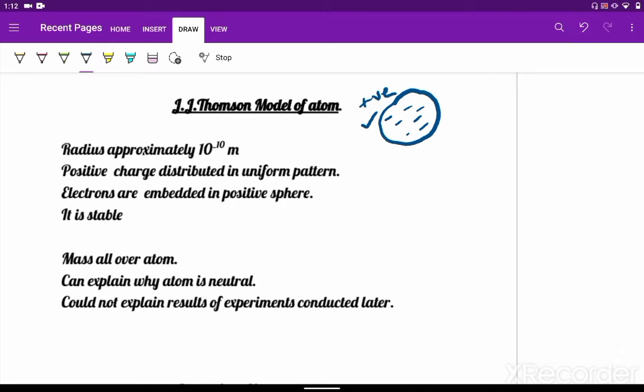And overall we see that on this basis the neutral characteristic of the atom can be ascertained, because here total positive charge and total negative charge are balancing each other. Total positive and total negative are equal. So this leads to the neutral characteristic of the atom. So here what he said is that mass is all over the atom and also the atom is neutral.